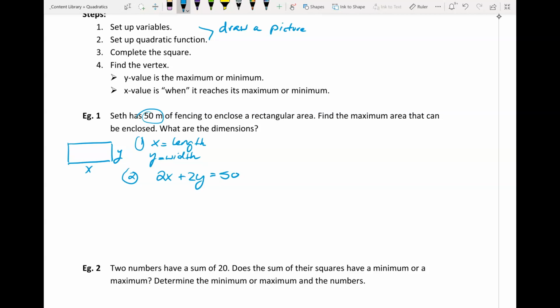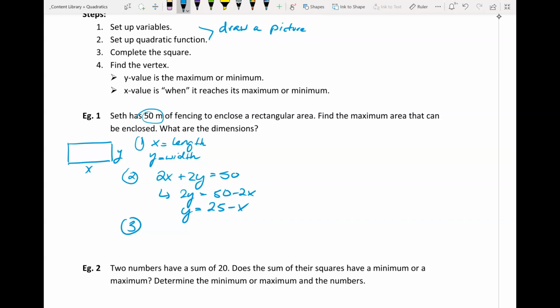Now I could also rewrite this and solve for either x or y. So let's just say we're going to solve for y. I'm going to move my 2x to the other side, which is 25 minus x. So I just rewrote this 2x plus 2y equals 50 into y equals 25 minus x. And we're going to see why in a moment.